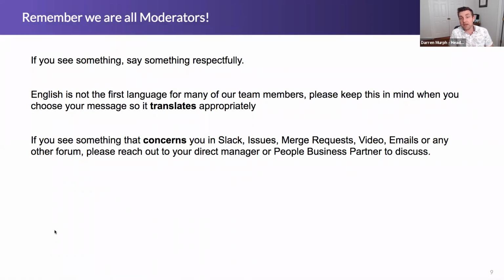So a quick reminder here that this is on all of us. We're all moderators. If you see something, be sure to say something respectfully. Reach out to your direct manager, your people business partner. We have various Slack channels where concerns can be raised. We strive to provide a culture where everyone can raise their hand and say something if they see something. And it's all on us to maintain the healthy and safe environment.